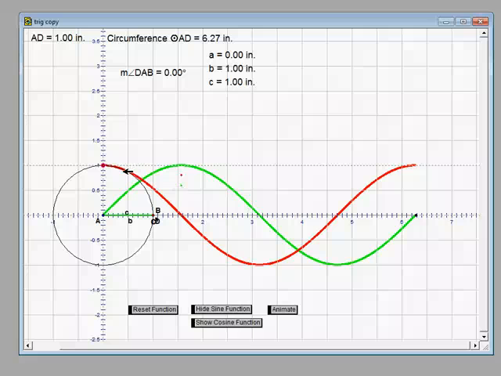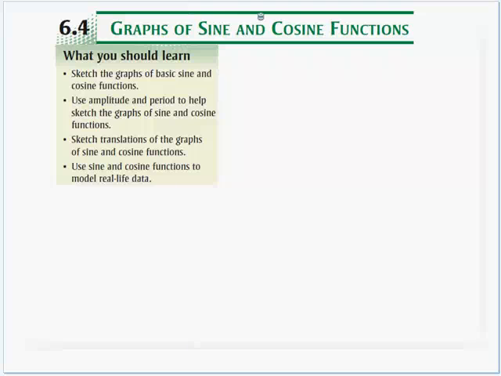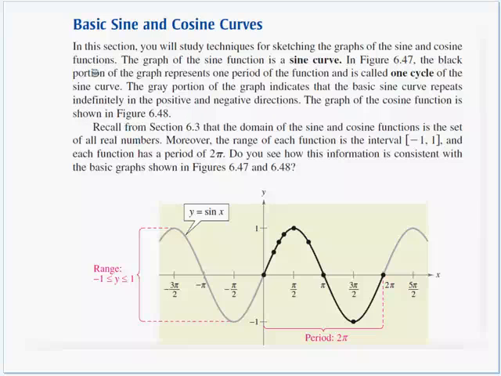So there are the very basic sine and cosine waves. The green one is y equals the sine of x. The red one is y equals the cosine of x. And that's what we're going to have here in this text. In this section, you're going to study techniques for sketching the graphs of sine and cosine.